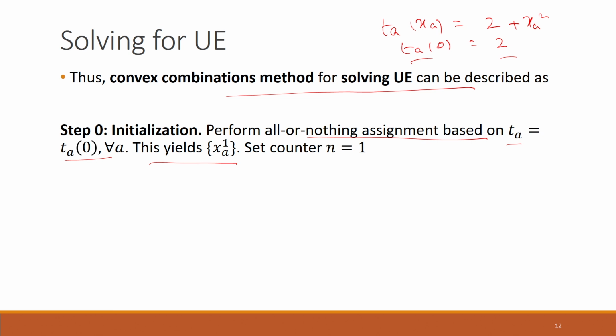Now, why did we have to perform all or nothing assignment, and why didn't we just randomly start with some link flows? The reason is that you need to satisfy the constraint that for every OD pair, the sum of the flows on all of the paths connecting that OD pair should be equal to the travel demand. This should always be satisfied. One way to ensure this is to perform all or nothing assignment, because when we do this, we are ensuring that the total flows on all of the paths connecting an OD pair will sum to the total travel demand.